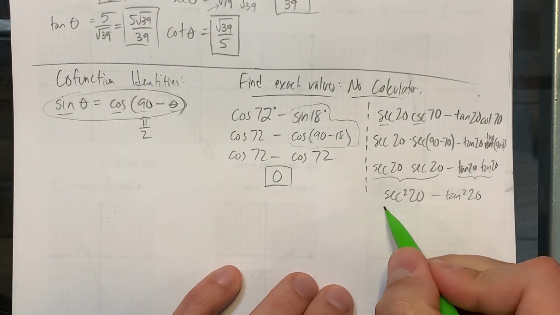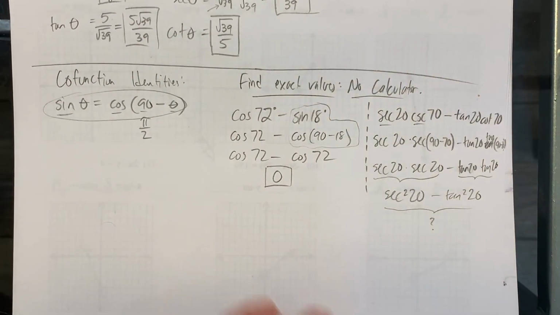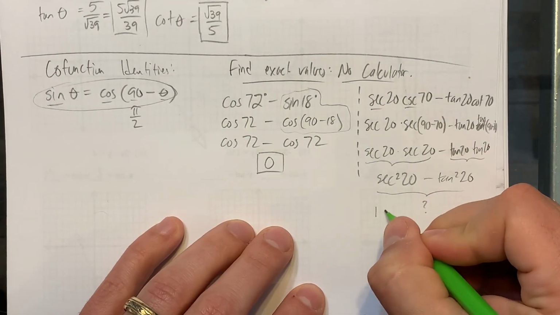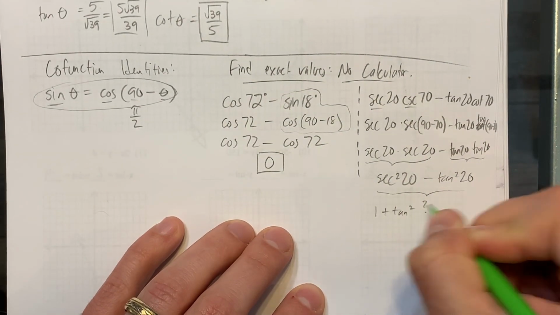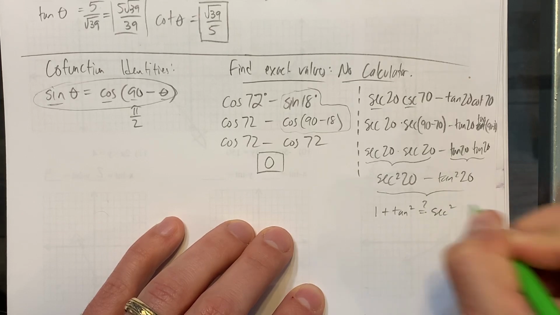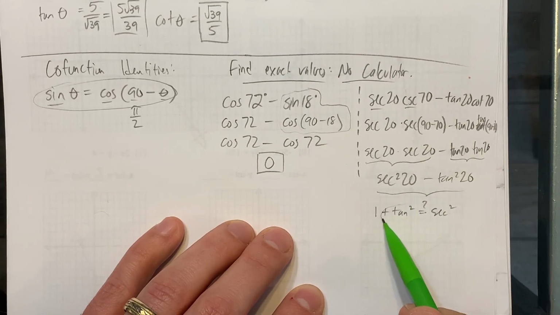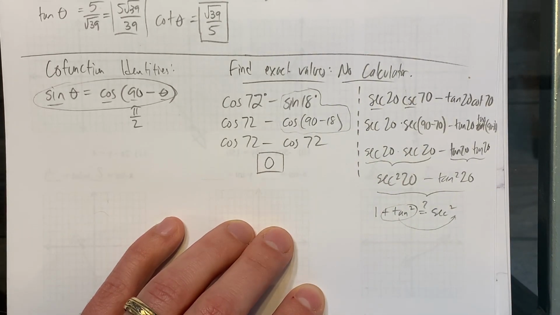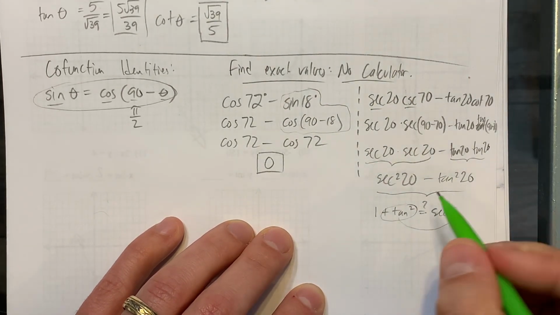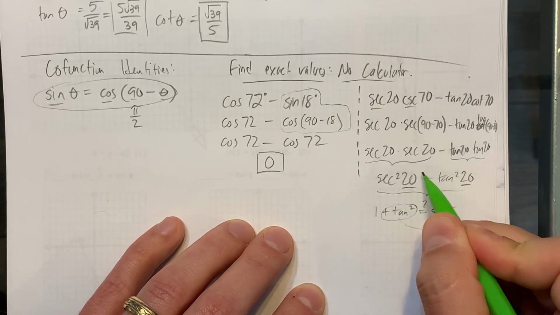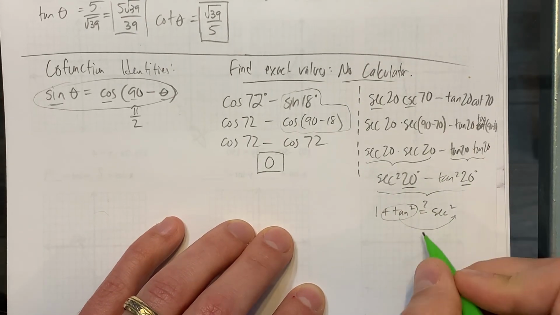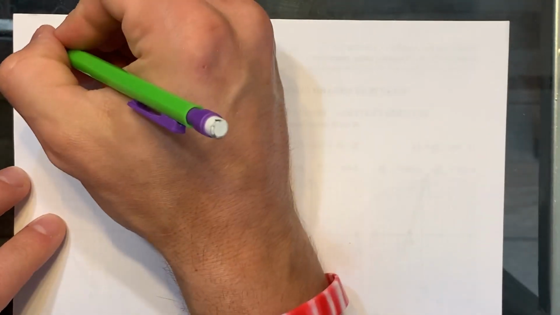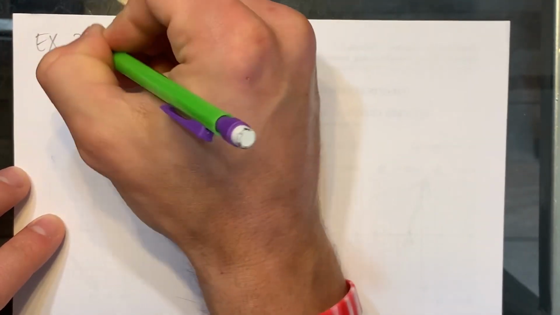Now, what can we do with this? Does this look like anything? It looks like one of my identities that says 1 plus tangent squared equals secant squared. Can you visualize if I take this to the other side and I have secant squared minus tangent squared? Since these angles are the same, since these are both 20 and 20, I can find out that my answer is 1. And for my final example here, let's call this example 3.